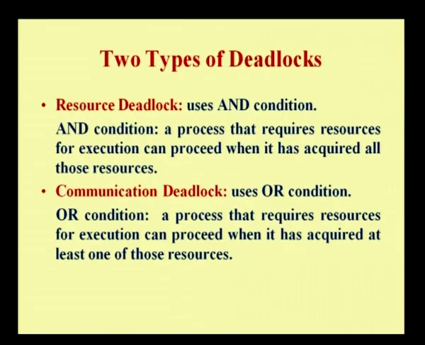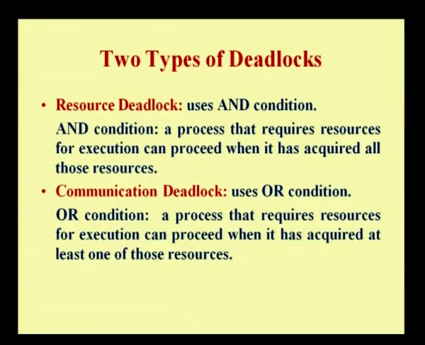There are two types of deadlocks. One is resource deadlock, the other one is communication deadlock. What is a resource deadlock? A resource deadlock uses the AND condition. AND, why it has been put in capital letters is, it uses the logical AND, wherein a process that requires resources for execution can proceed when it has acquired all those resources. Whatever available resources in and around that particular process, it will be acquiring all those resources.